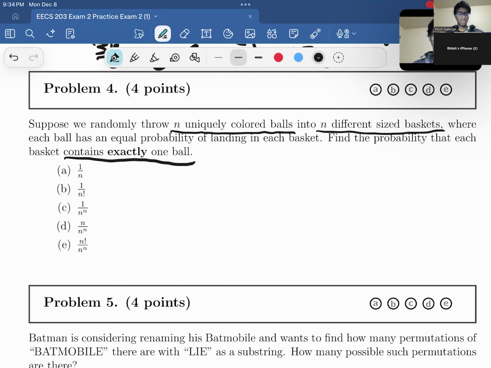So this is a counting problem. And first, with counting problems, it's always important to identify what it is that we're counting. This problem is talking about the n uniquely colored balls. And it's important to note that because each of the balls has a unique color, all of the balls can be distinguished from all of the other balls. So we can say that the balls are distinguishable.